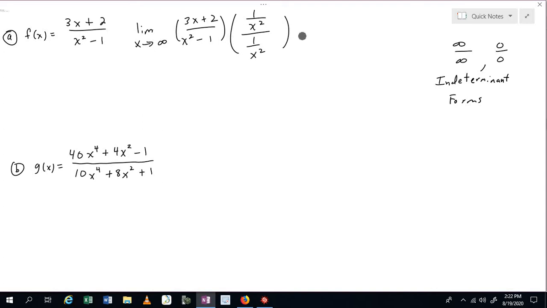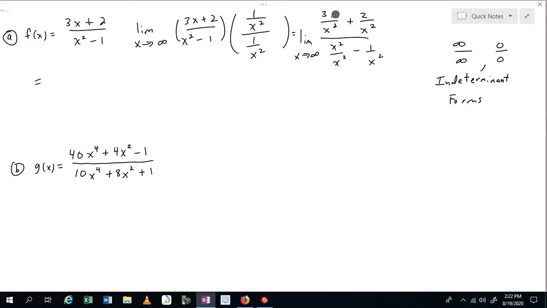Okay, so let's see what this reduces to. Now you have to distribute this 1 over x squared to both of these. So you get 3x over x squared plus 2 over x squared, when you distribute this to both of those terms. And then on the bottom, you get x squared over x squared plus or minus 1 over x squared. So just distribute the 1 over x squared to each of those terms. Okay, and then we're going to take the limit of this as x goes to infinity.